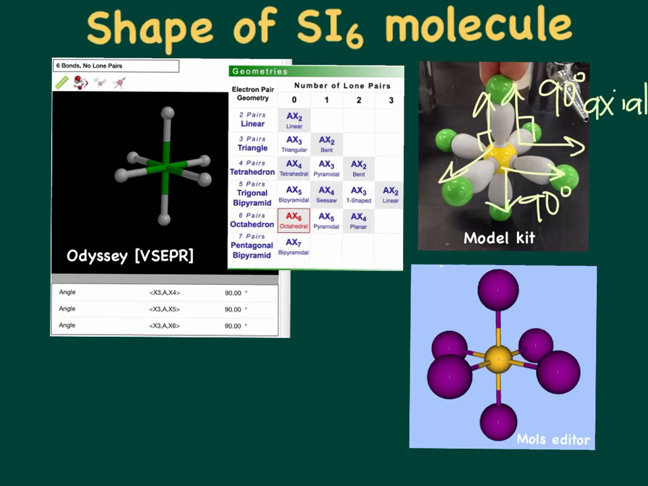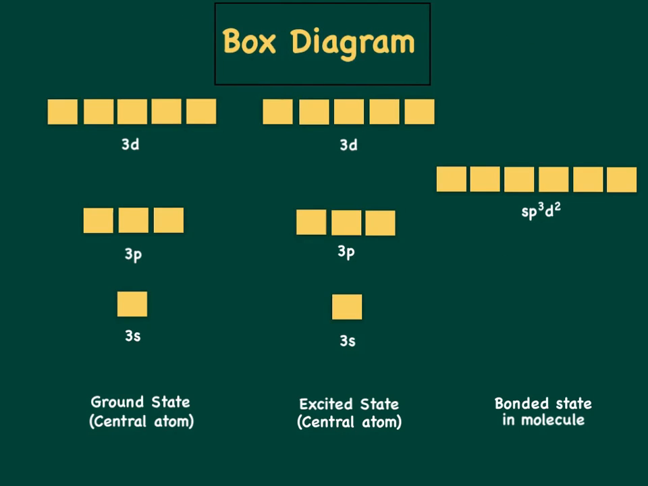And here I have another example that comes from the Molecules Editor app. And this app can also show you how a contour diagram would look like, which we will be doing in a few moments. The next step is the box diagram. Here I have already set it up. This is how the box diagram looks like for our molecule SI6, sulfur hexaiodide.